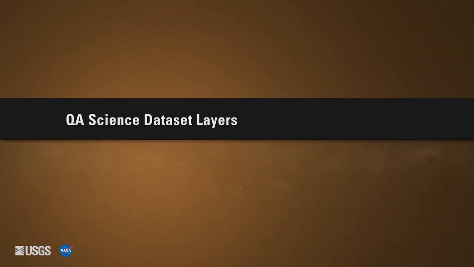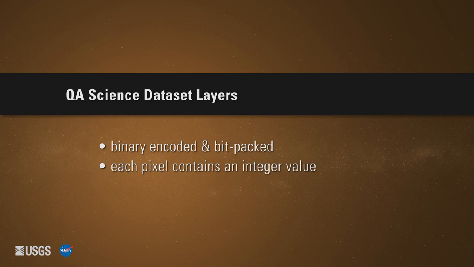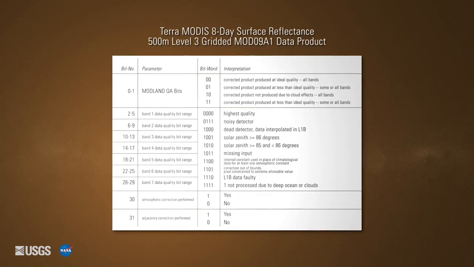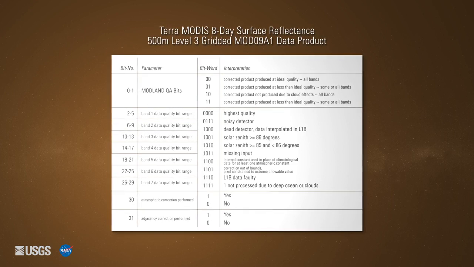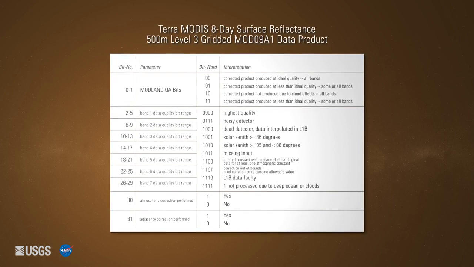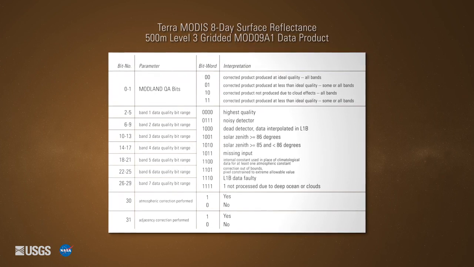The QA science dataset layers are binary encoded and bit-packed, meaning each pixel in the QA layer contains an integer value that must be converted to a bit binary value for interpretation. The bit string interprets various parameters as shown by this chart. Here's an example of how to break down a bit binary value using the Terra MODIS 8-day Surface Reflectance 500 meter Level 3 gridded MOD09A1 data product.